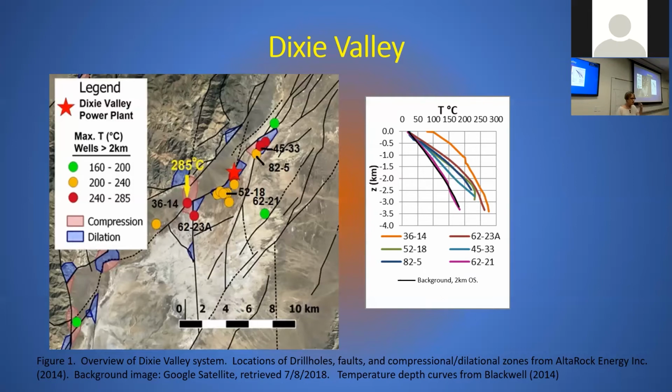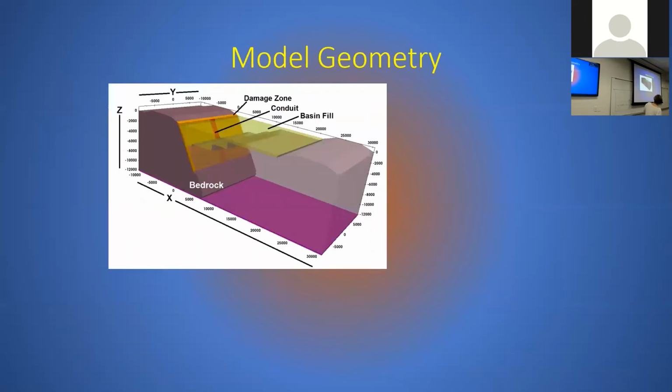Also, there was a temperature in this region that was 285 degrees C at 3 kilometers depth. It's in this bowl right here. Way above the geothermal gradient. So extremely hot rock. And so I built a model. I call it my toy model. Anybody who's done geology realizes that things are a lot more complex than this.